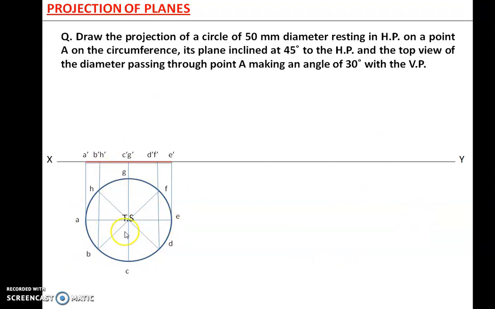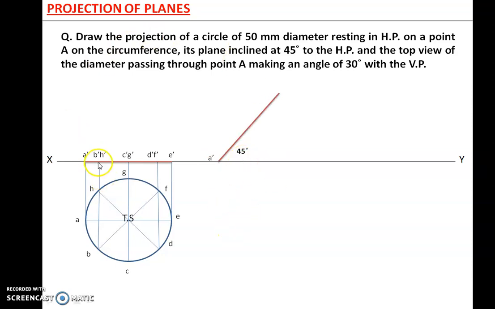Now the true shape line, incline the line. The line is in front view. We require the inclination of 45 degree, that is, the inclination of the plane is given as 45 degree. Now first mark A dash on the XY line. From A dash draw a line which is inclined at an angle of 45 degree.